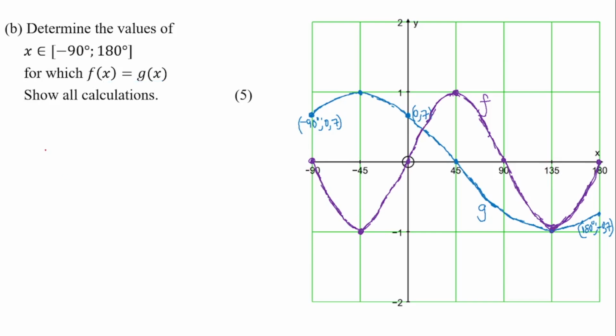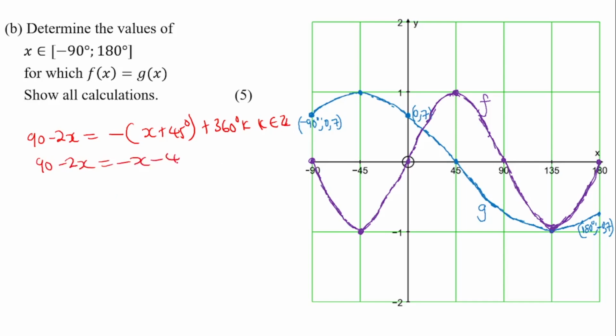Let's do that. So we say this is 90 minus 2x is equal to, now we're using the negative one, negative of x plus 45 degrees, then plus 360 degrees times k, where k is an integer, right? So we can remove the bracket here. 90 minus 2x is equal to negative x minus 45 degrees, and then plus 360 degrees times k, right? This gives us negative x is equal to negative 135 because of this, and then plus 360 degrees times k.